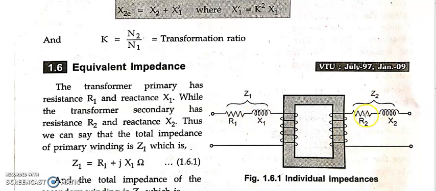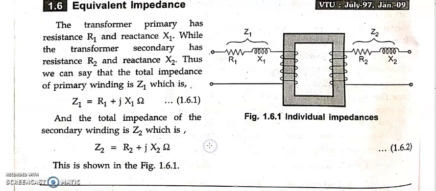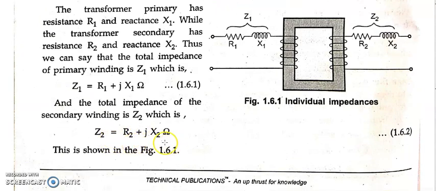Similarly, Z2 is the total impedance of the secondary winding, where Z2 is equal to R2 plus jX2 and Z1 is equal to R1 plus jX1. Z1 is the total impedance of the primary winding, whereas Z2 is the total impedance of the secondary winding. The same thing we have written over here.